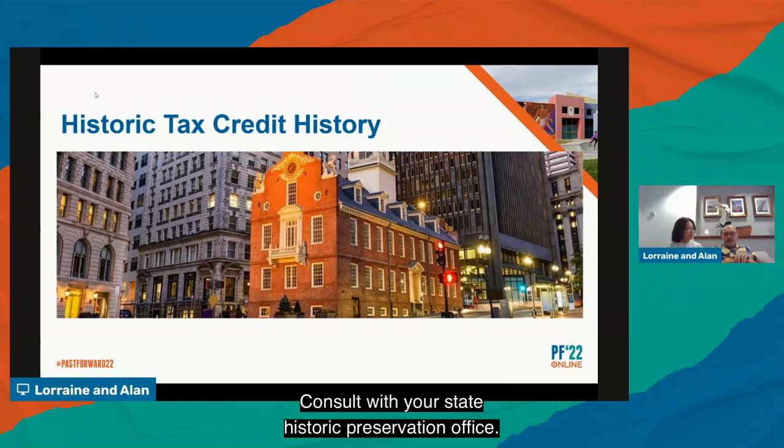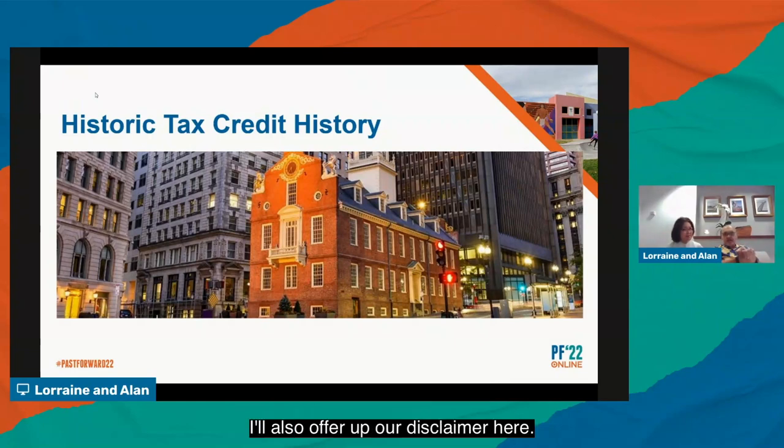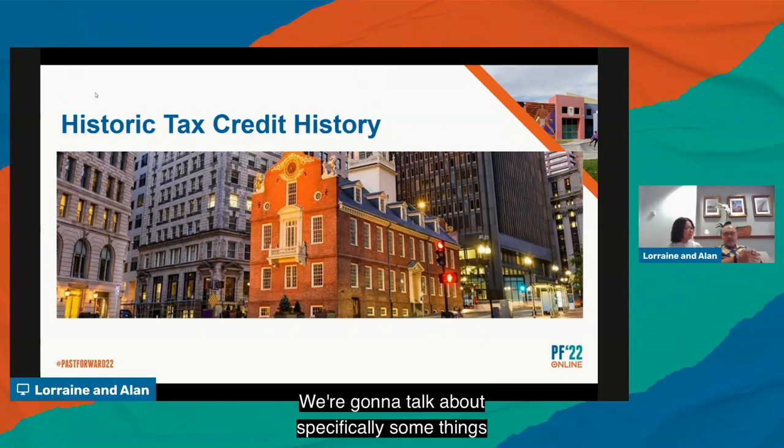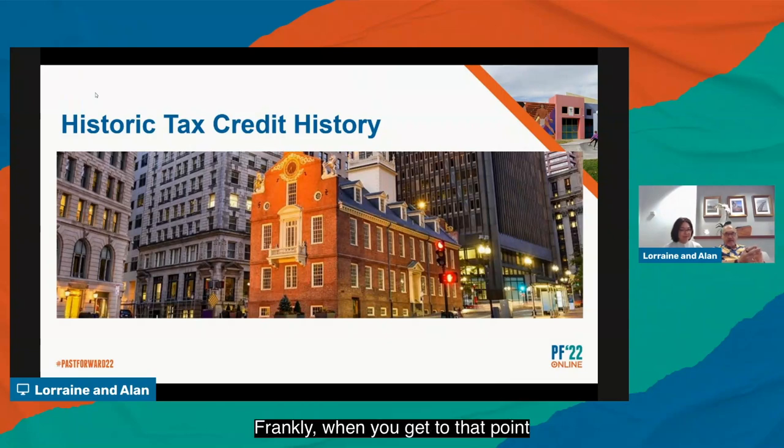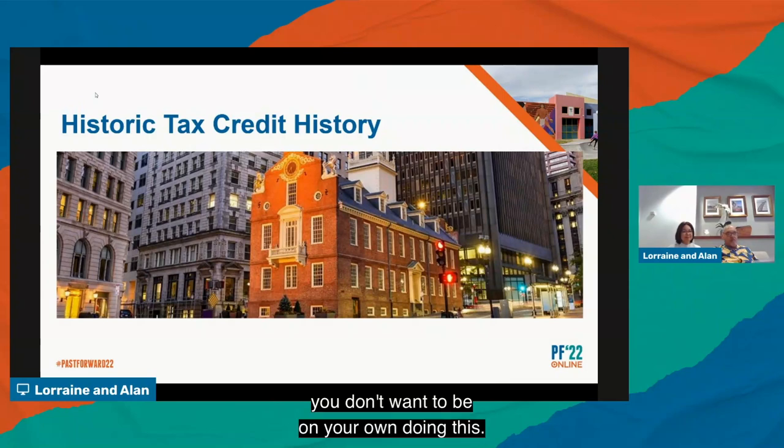Certainly consult with your State Historic Preservation Office. They're a real source of assistance on this. I'll also offer up our disclaimer here. We're going to talk a little bit about the tax code, but we're not going to talk about accounting issues in detail, and we're not going to talk about tax issues in detail. Frankly, when you get to the point where you're developing a project, you need to go talk to your tax accountant. You can read the standards, you can read the IRS rules, but unless you happen to be an accountant, you don't want to be on your own doing this.